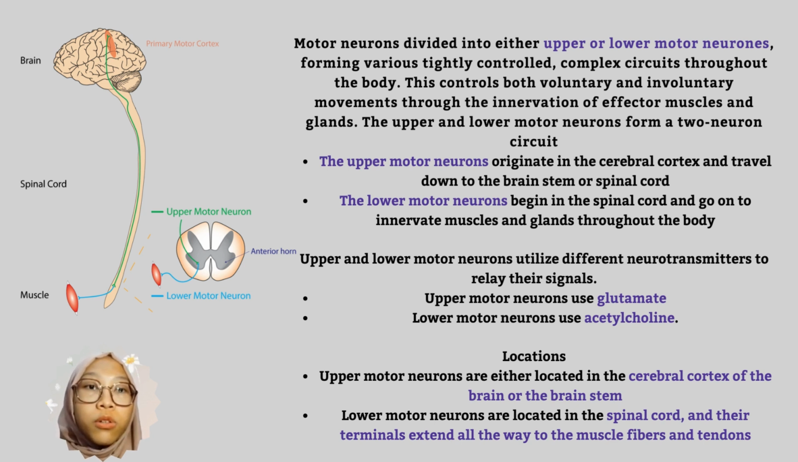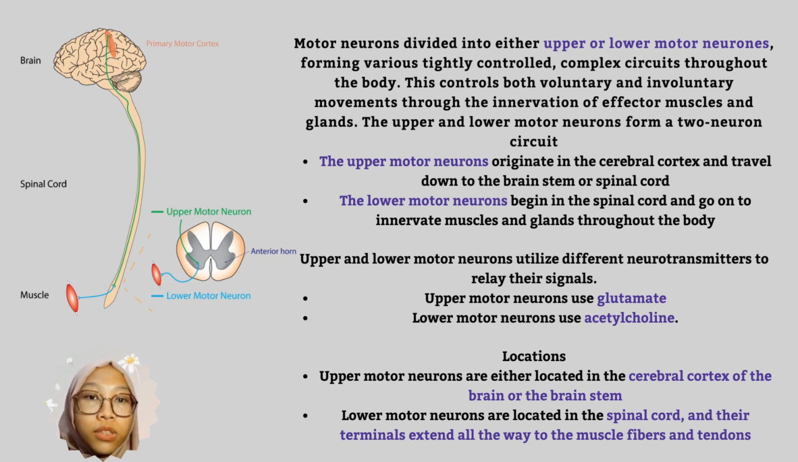The upper and lower motor neurons form a two-neuron circuit. First, the upper motor neurons originate in the cerebral cortex and travel down to the brainstem or spinal cord. Second, the lower motor neurons begin in the spinal cord and go on to innervate muscles and glands throughout the body. Moreover, upper and lower motor neurons utilize different neurotransmitters to relay their signals: upper motor neurons use glutamate, meanwhile lower motor neurons use acetylcholine.